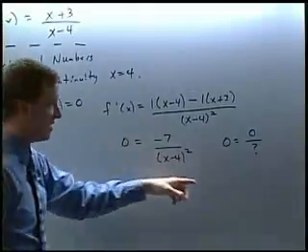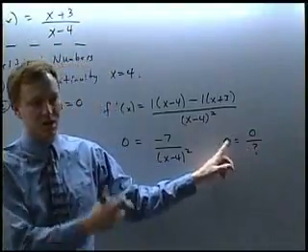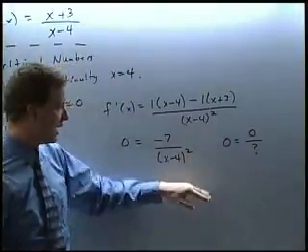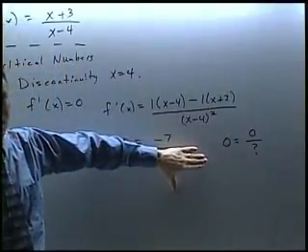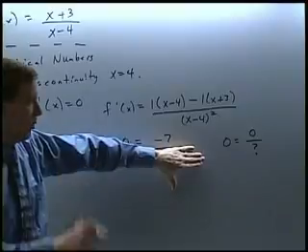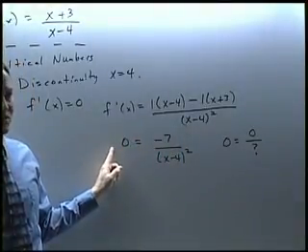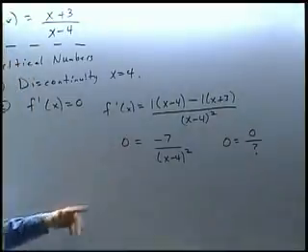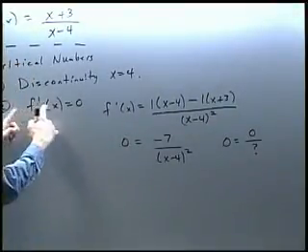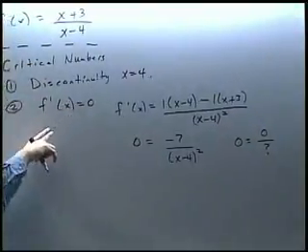And it doesn't matter what the bottom is. If the bottom's a 5, I still get 0. If the bottom's a 20, I still get 0. Okay? So I can ignore the denominator. It's not going to impact me in any way here. Can this numerator ever equal 0? No. Negative 7 can never equal 0. And all that means for us is that we just didn't pick up any more critical numbers here.